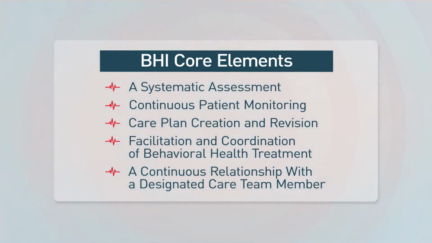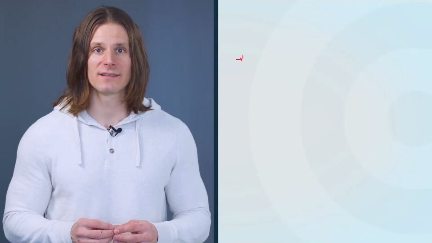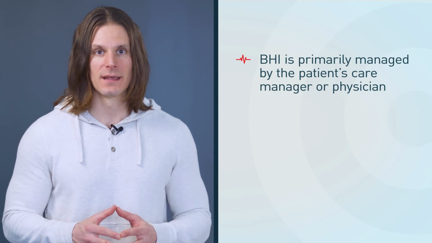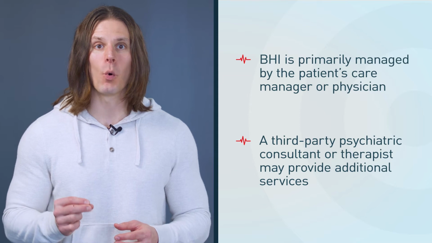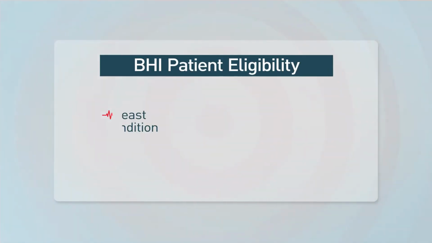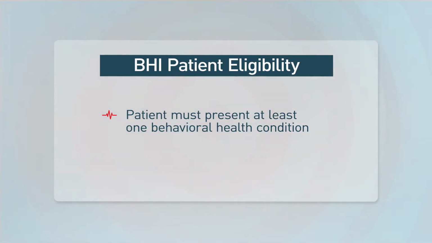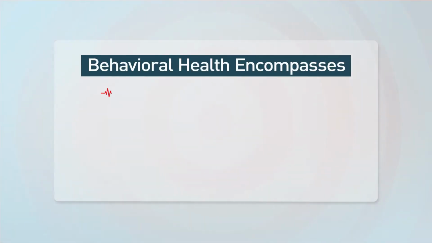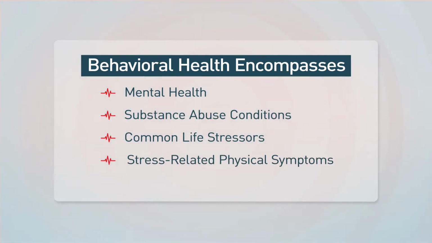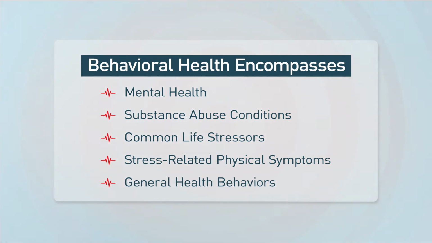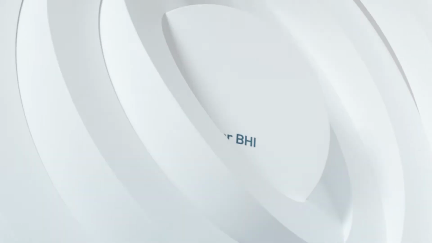BHI is primarily managed by the patient's primary care team or physician. That being said, a psychiatric consultant can also help with coordinated care for this program. Your patient must present at least one behavioral health condition to be eligible for this program. Behavioral health is an umbrella term that encompasses mental health, substance abuse conditions, common life stressors, stress-related physical symptoms, and general health behaviors. Now, let's actually look at these CPT codes for the Behavioral Health Integration Program.